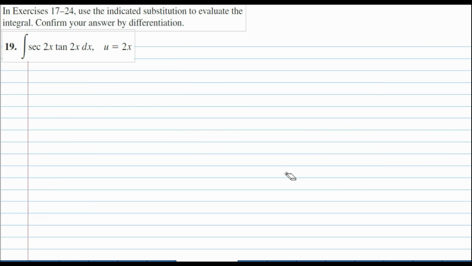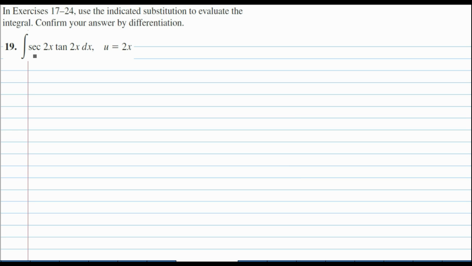Then I'll try problem number 19. It cheats for you. It tells you what u should be. I don't like it. Do not assume that this is going to happen. It will not happen on an AP exam or your test. Use the indicated substitution to evaluate the integral. Confirm your answer by differentiation. So we are going to verify again.